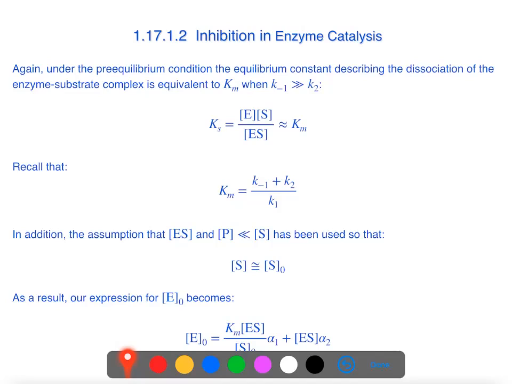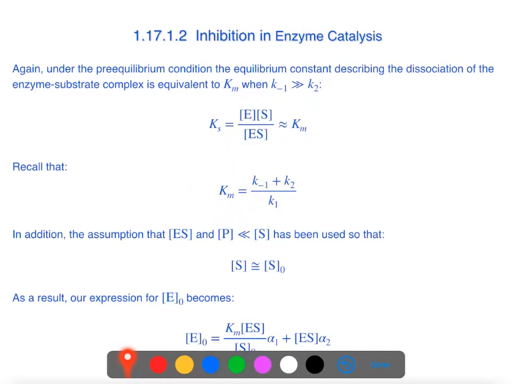Again, under the pre-equilibrium condition, the equilibrium constant describing the dissociation of the enzyme substrate complex is equivalent to Km when K minus 1 is much greater than K2. And so you can see in this expression that we're going to equate Km to the product of the enzyme and substrate concentrations divided by the concentration of the enzyme substrate complex. Also recall that Km was equivalent to this composite of rate constants.